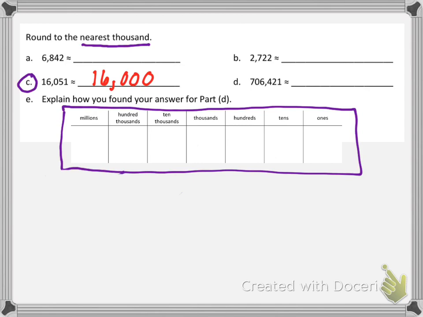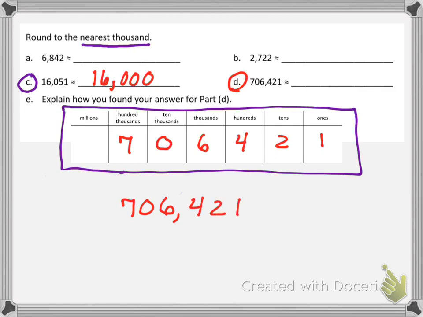Okay, the next problem we're going to look at is letter D. We need to know where the thousands place is, so let's place this in our place value chart. There's 1 one, there are 2 tens, there are 4 hundreds, there are 6 thousands, there are no ten thousands, and there is a 7 in the hundred thousands. So let's write this out: 706,421. The 6 is in the thousands place. If we wanted to create that vertical number line, we would focus on the thousands place, the 6,000.